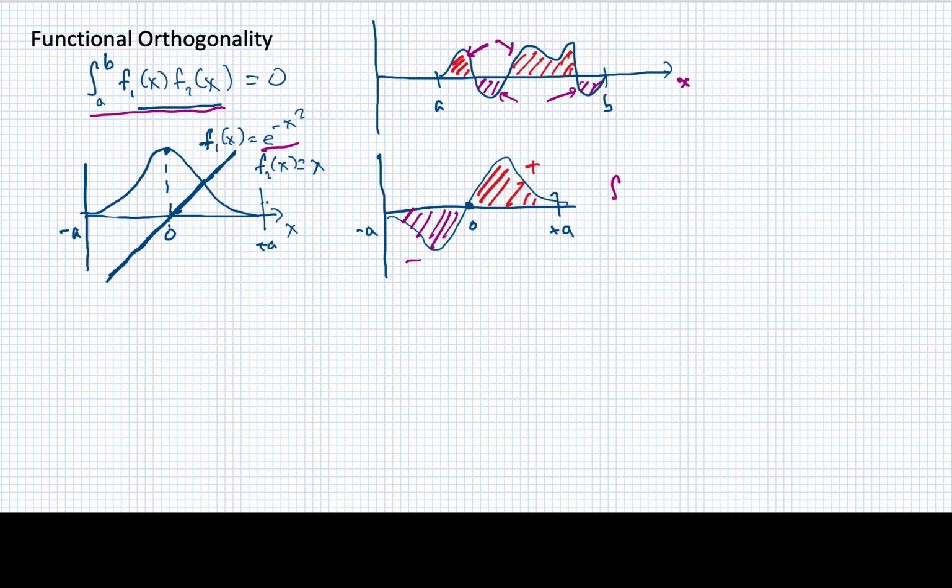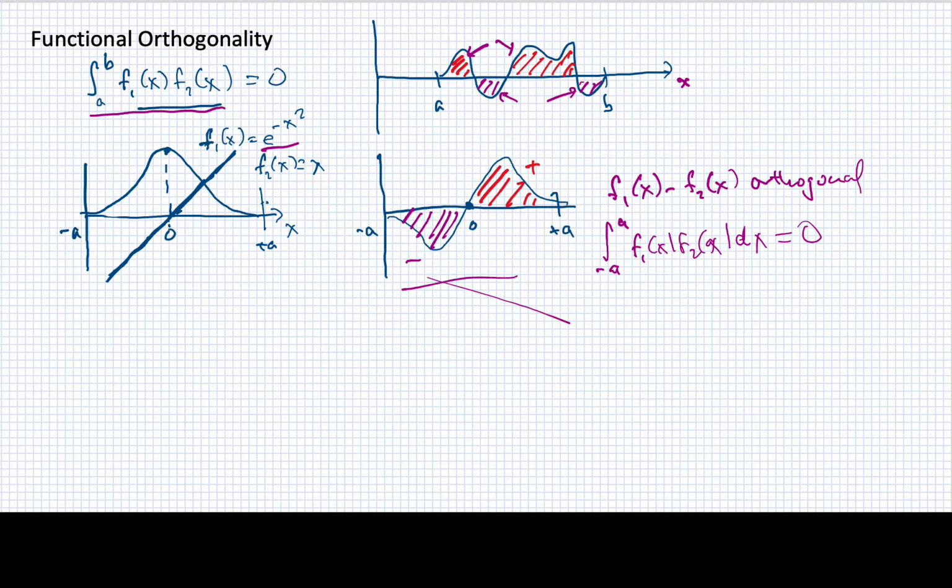So in this particular case, I would have f1 of x and f2 of x. These are orthogonal functions, because when I multiply them together and then integrate from minus a to a of f1(x) f2(x) dx, I should get 0. All right, so in essence what the orthogonality means is that the product is going to give me something like that.